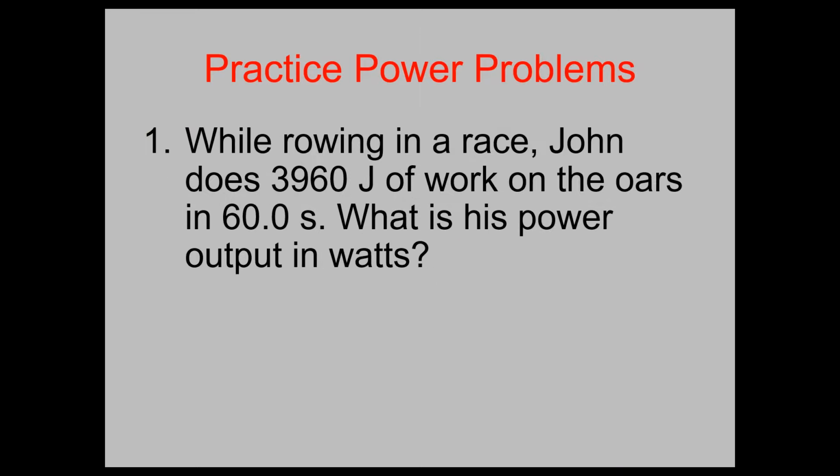All right, so I'm going to go through a series of practice problems. I want you to pause the video, work out each of these problems, and then unpause just to make sure that you get the right answer. So number one, while rowing in a race, John does 3,960 joules of work on the oars. He's going to do this in 60 seconds. So if we want to know his power output in watts, all we have to do is take work and divide that by time. So do that now and see what you get.